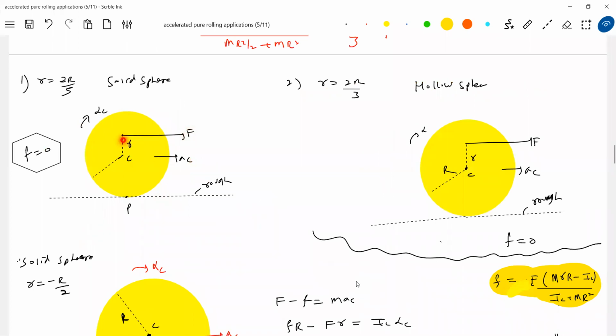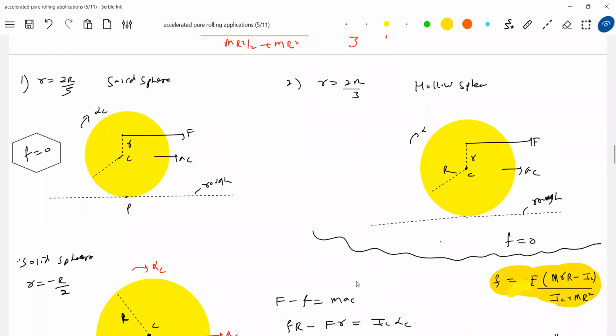If you apply anywhere below the threshold point, anywhere here, anywhere below the center of mass is not the reference, the threshold point is the reference. Below the threshold point anywhere, the friction will act opposite to the applied force. Above the threshold point, the friction will act in the direction of the applied force. At the threshold point, friction will be zero. Very, very important for you. Many numericals will come, so you should remember this.